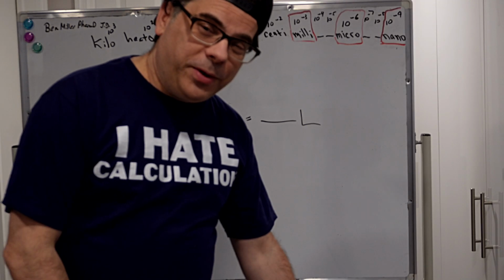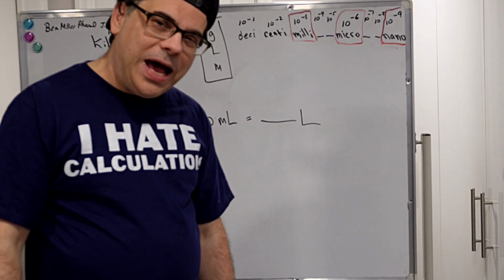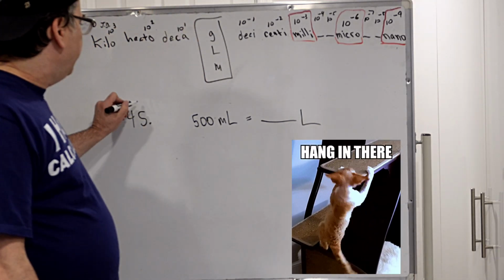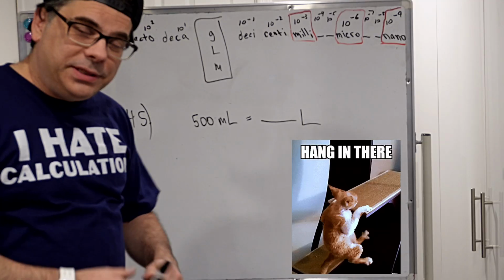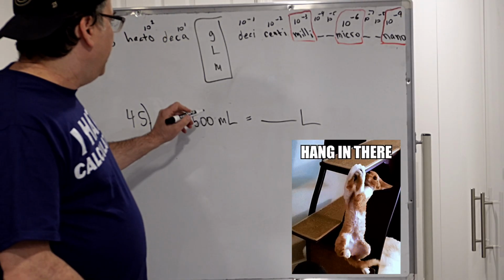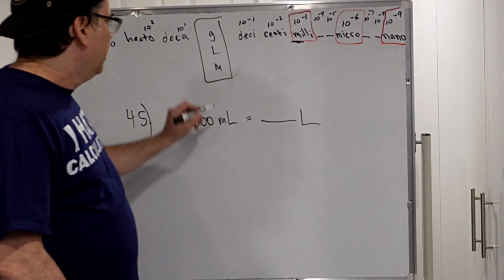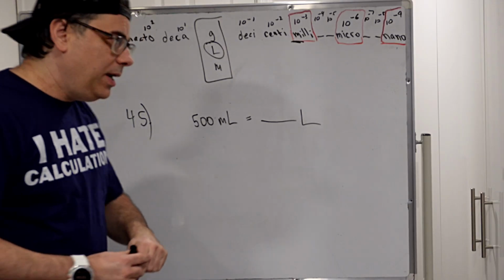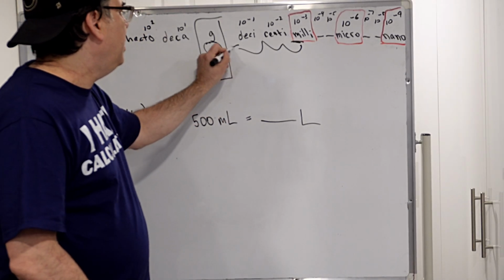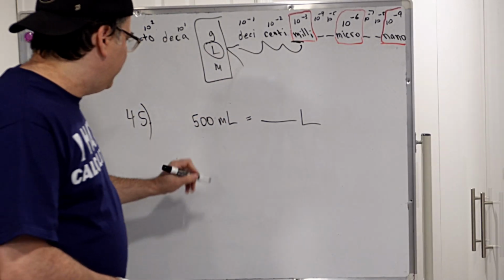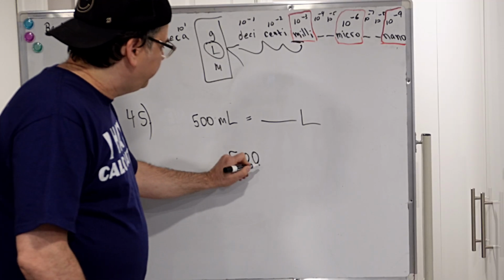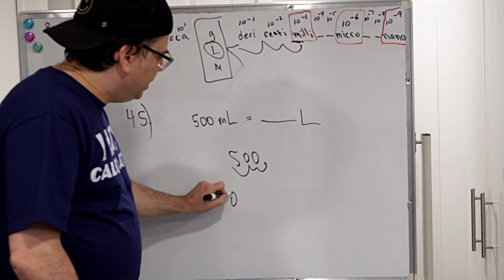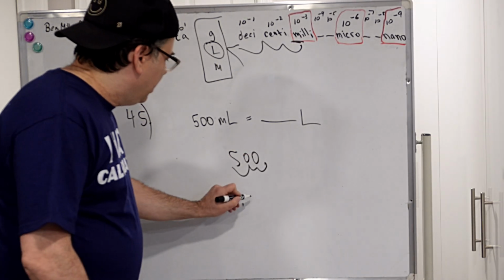Question number 45. We are almost there. Just hang in there. 5 more questions. Question 45. 500 milliliters is how many liters? So again, milli is here. Liters is your base unit. It's over there. We move 1, 2, 3. 3 to the left. 1, 2, 3. Leading 0. We need a leading 0.